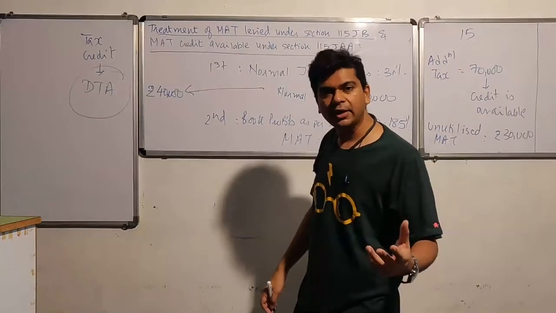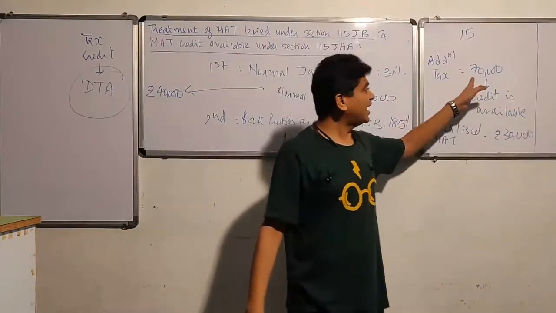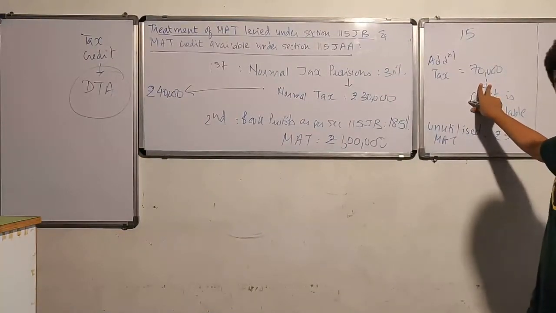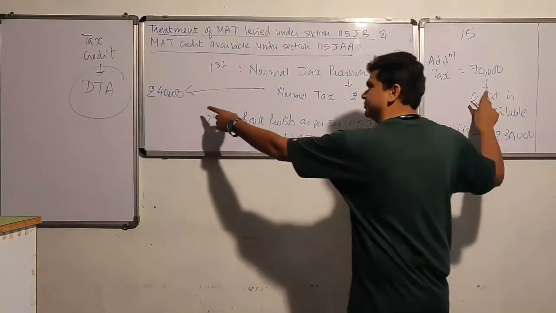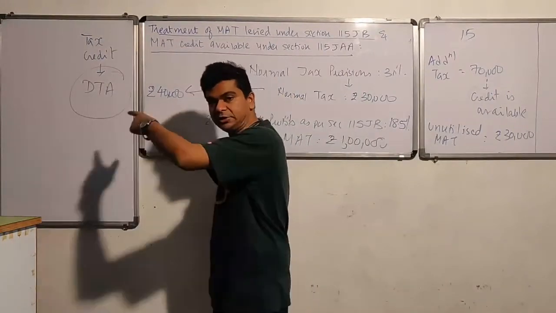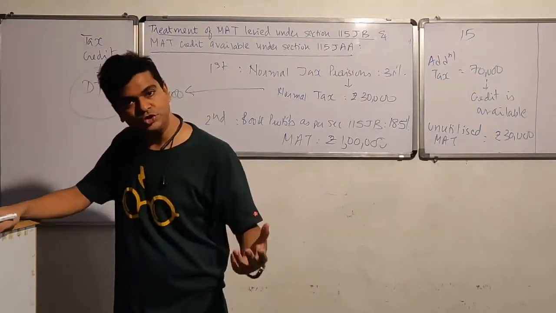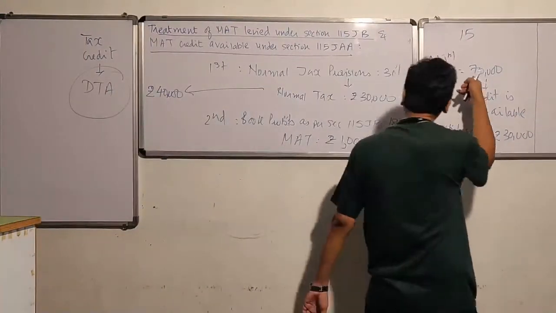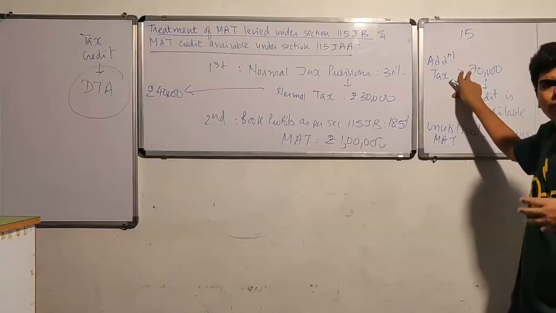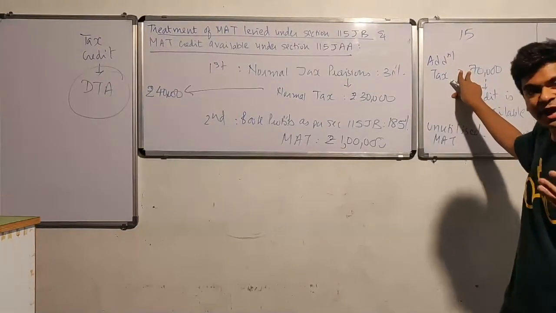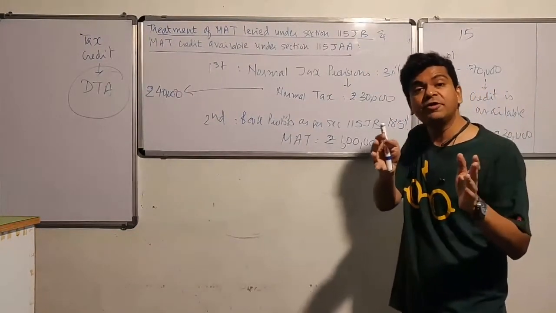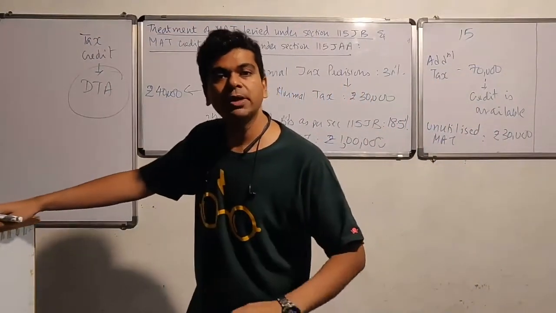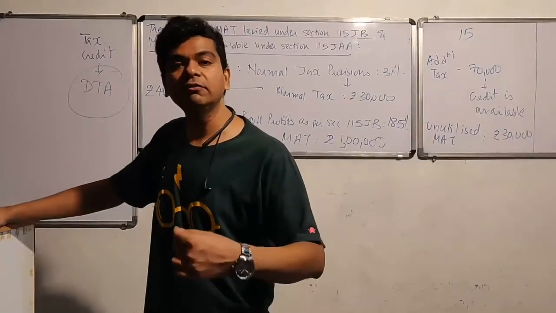What is MAT credit available? You are saying I will carry forward 70,000. Tell me, what will happen if I carry forward this 70,000? Next year I am supposed to pay a tax of 40,000 as per the normal tax provisions. Now I will not pay that 40,000 because I have already paid 70,000 extra earlier. Don't you feel this is in the nature of a deferred tax asset? Because what is the concept of a deferred tax asset? The concept of a deferred tax asset is that you will be able to save tax in future.